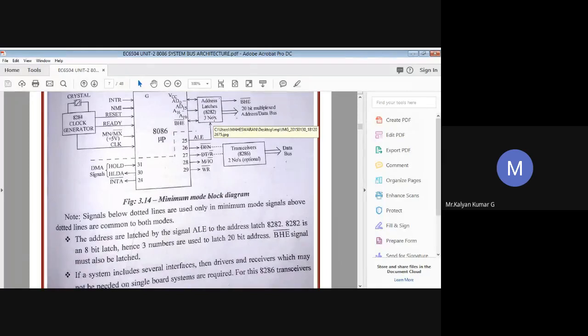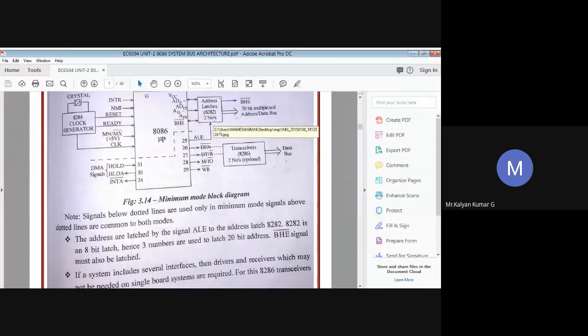Normally, as I said, Subhash ma'am once discussed the machine cycles. The first T state of every bus cycle will be used for address latching in 8086, and the remaining T states will be used for reading or writing operations.